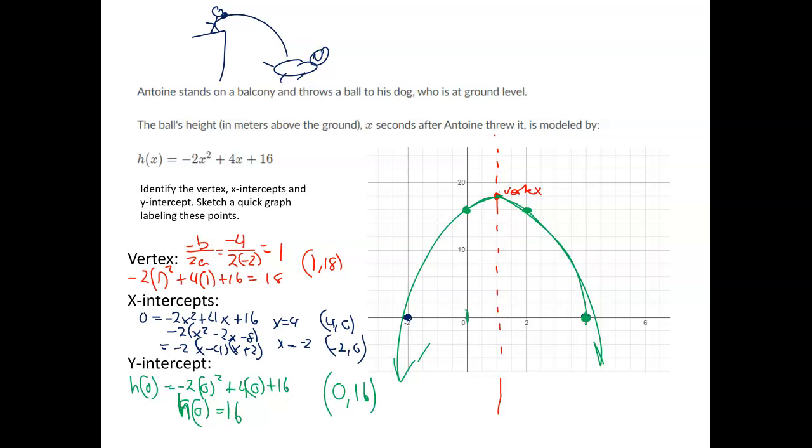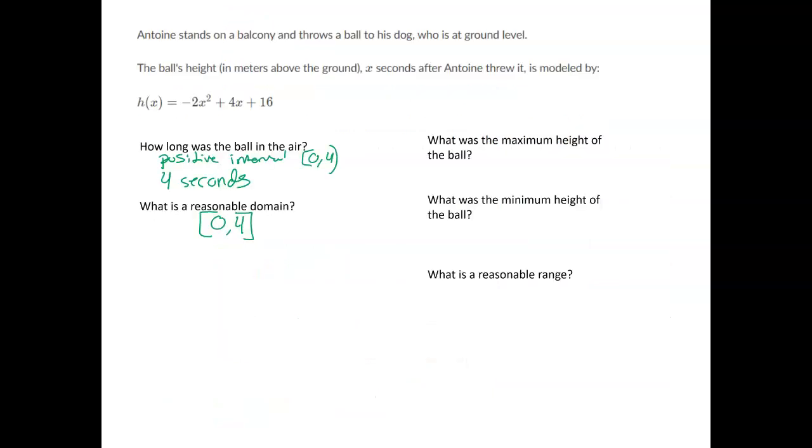Can you wait 5 minutes? Okay. So my positive interval is 0 to 4, non-inclusive on the 4, but the domain is from 0 to 4. Huh? You can't wait 5 minutes?